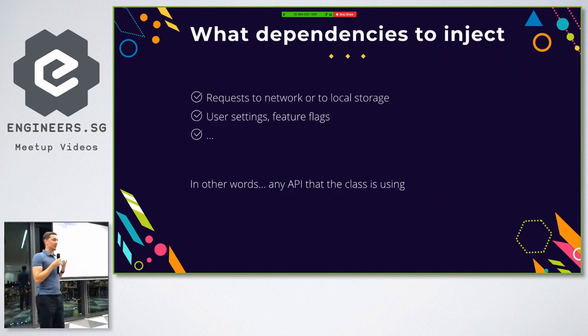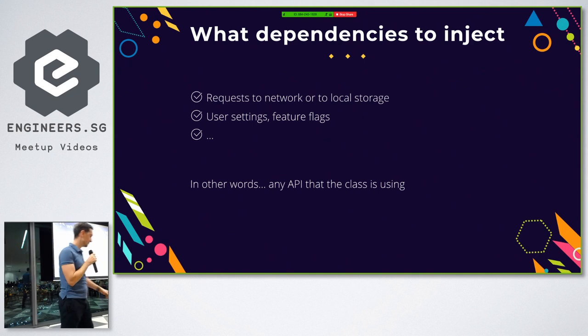So what should I inject? Actually, the list can be endless. Pretty much anything that is being used by the client, whether it's simple feature flags, user settings, or calls to the API, could be injected.